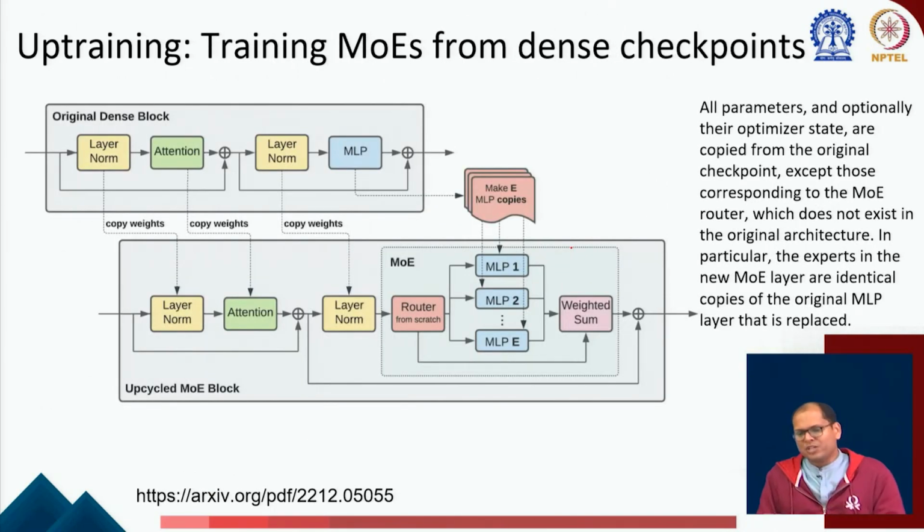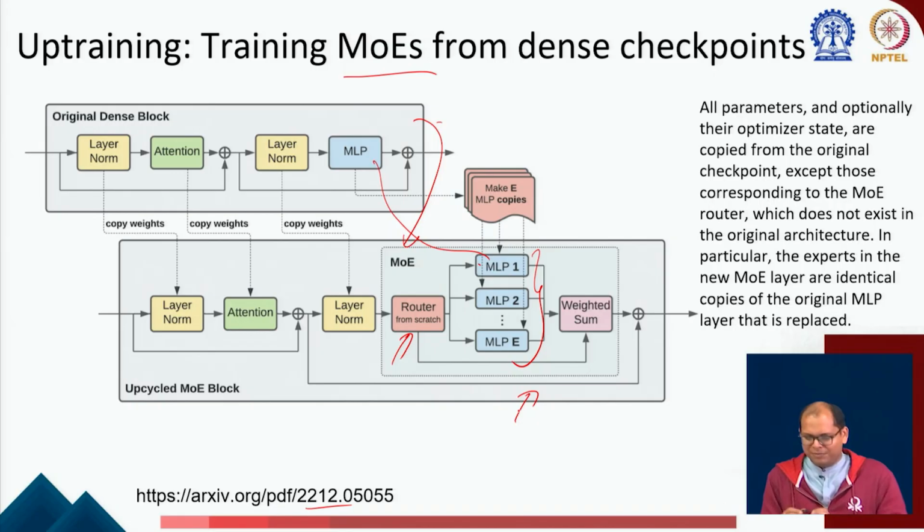So even with the MOE architecture we talked about, one can say this is a good architecture, but how do I make use of an existing pre-trained model that does not use MOE? What we can do, as this particular paper showed, is take the original architecture and copy it into an MOE architecture. You can have E different copies of the MLP, so E different experts, and the router is something you initialize. This is a small number of weights. You initialize the router weights and do uptraining on the new data, right?